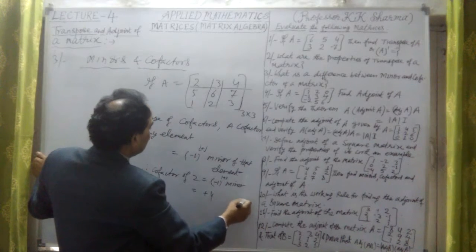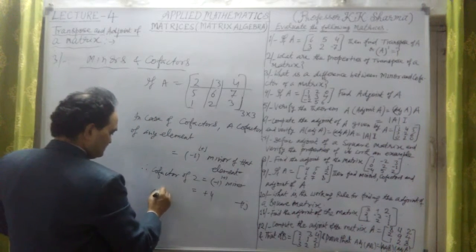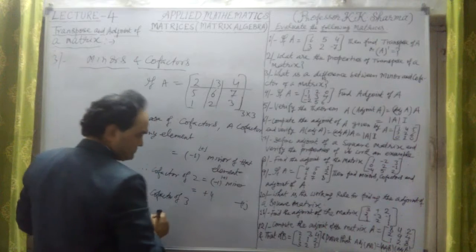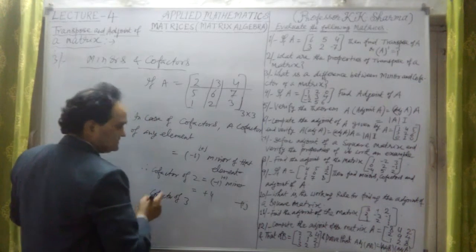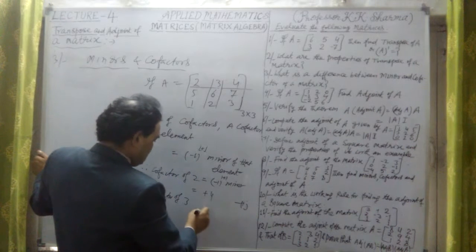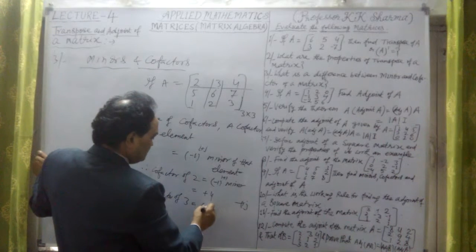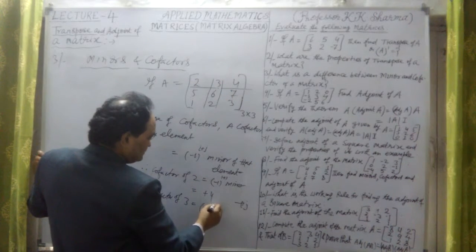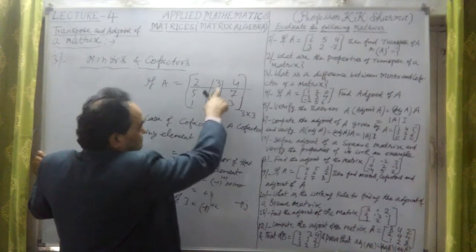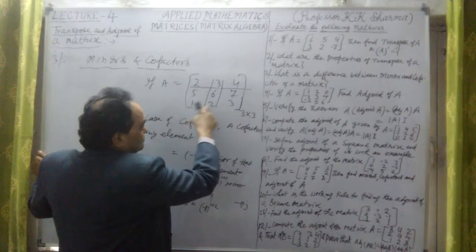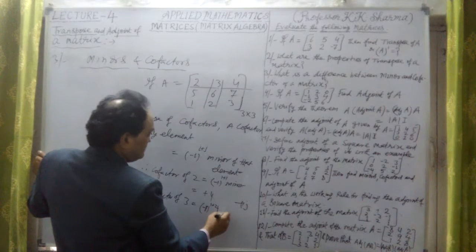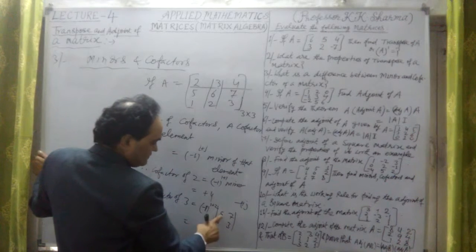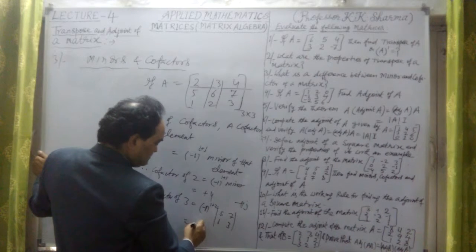First, let me take an equation number. And the cofactor of 3, the second element of the first row, is equal to minus 1 raised to power i plus j. It is first row, second column, so this is 1 plus 2, into the minor. The minor is this 5, 7, 1, 3. Let me write it as 5, 7, 1, 3. We have to solve it. 5 times 3 is 15 minus 7 is 8. It is negative 8.